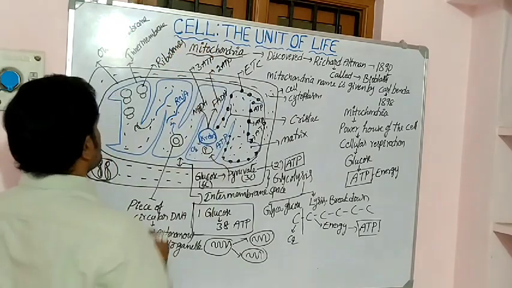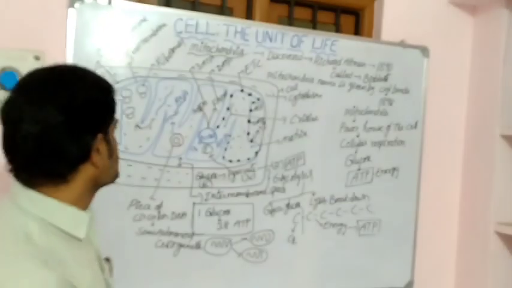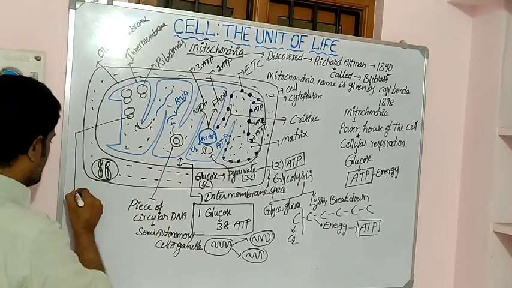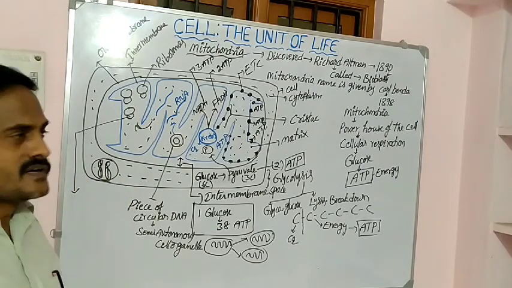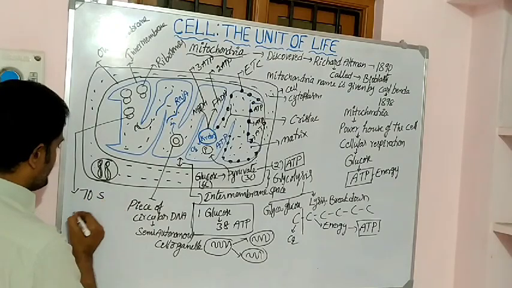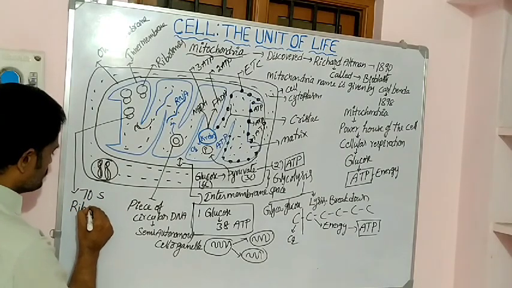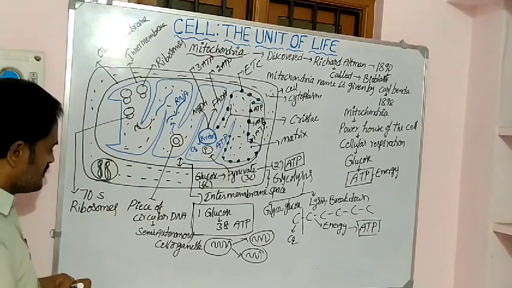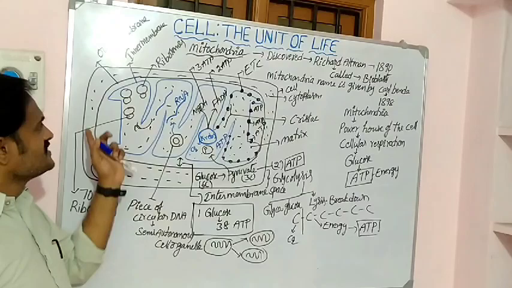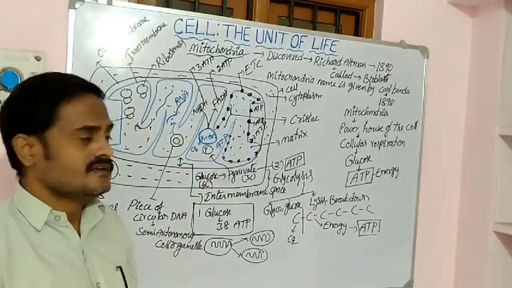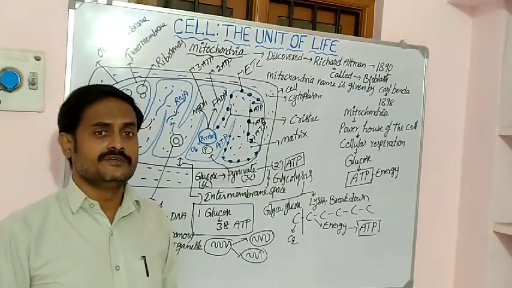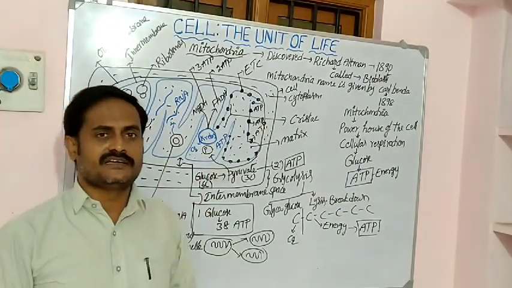Ribosomes. So which type of ribosomes? Remember, the ribosomes present in the mitochondria are called 70S ribosomes. What is the reason? This is actually a eukaryotic cell. Why are 70S ribosomes present in the mitochondria? I discussed it in the previous class.